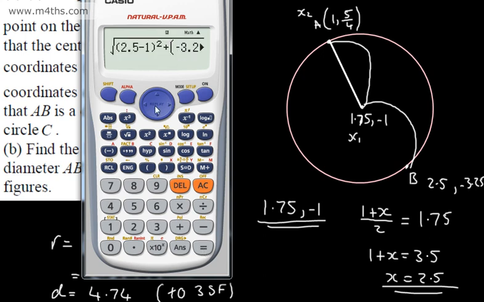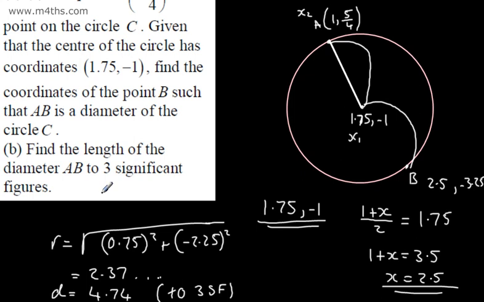Let's just check what I've got done. Okay, that's fine. I need the square term inside the bracket, or outside the bracket inside the root. So let's just delete that, put that there, and put that there. That should do it now. And that gives us 4.74 as we expected.